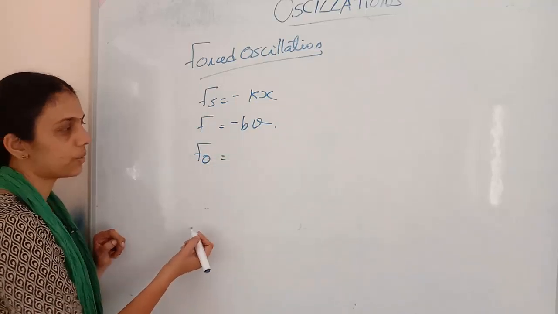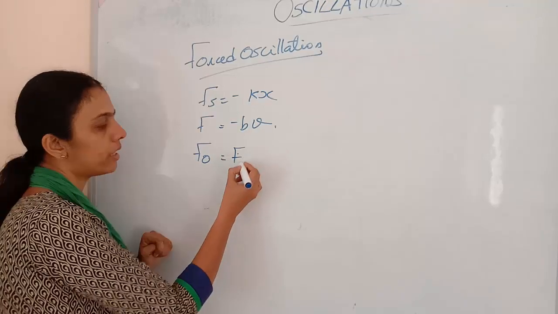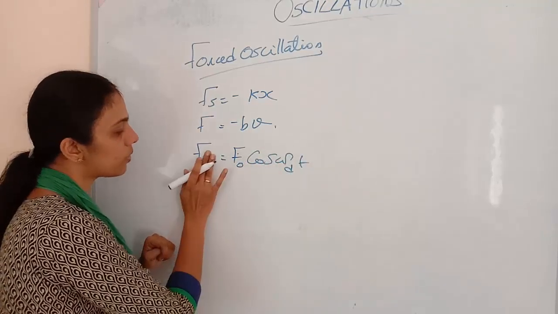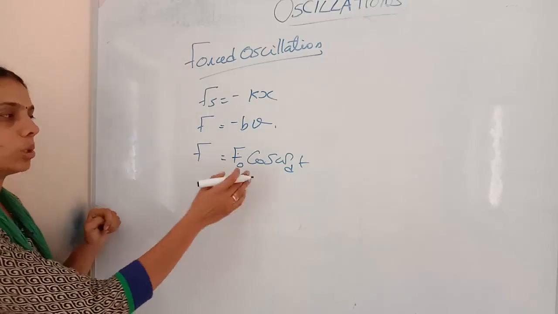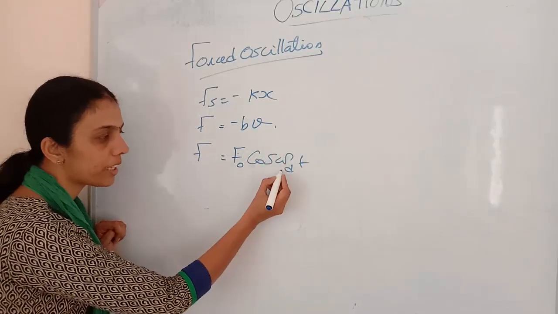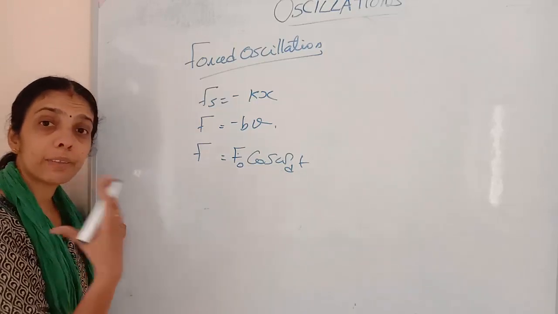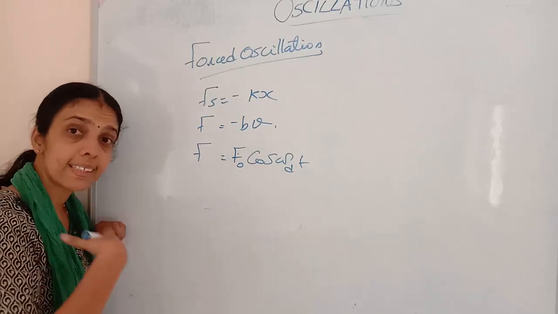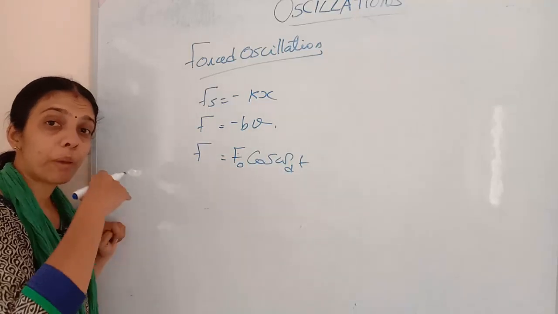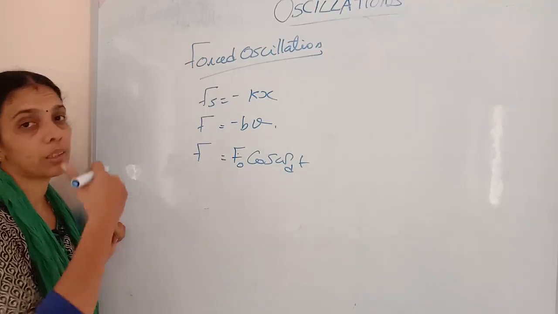The applied force is F equals F0 cos omega_d t. What is omega_d? Omega_d is the driven frequency. Once the oscillation has started, to maintain that oscillation we are giving an applied force.